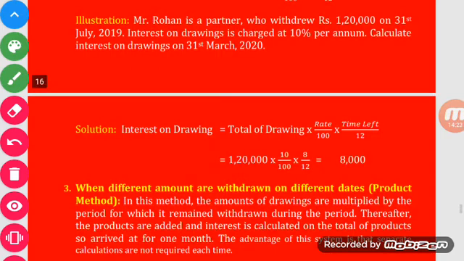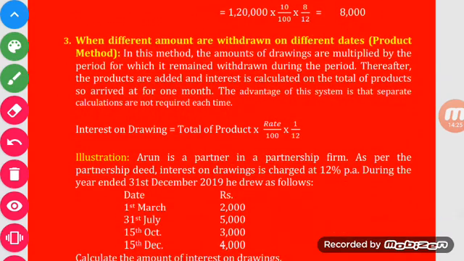The third condition here: when different amounts are withdrawn on different dates, in such a situation the product method will be utilized for calculation of interest on drawing. So read the point. In this method, the amount of drawings is multiplied by the period for which it remained withdrawn during the period. Thereafter, the products are added and interest is calculated on the total of products so arrived at for 1 month.